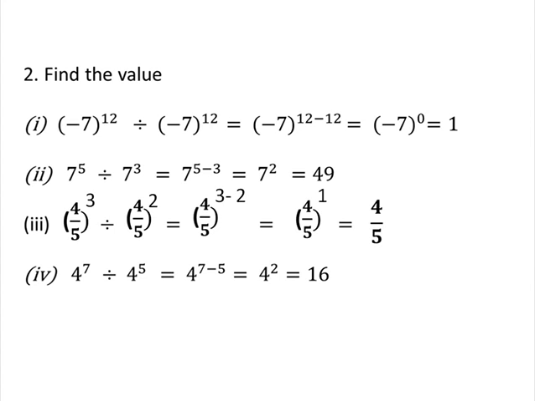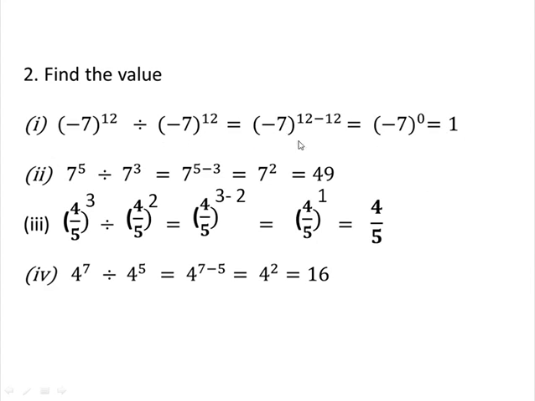Now, question number 2, find the value. Here you have to find the value of the given division. Now, first example, negative 7 raised to the power 12 divided by negative 7 raised to the power 12. Again, in this example, you are dividing the number by itself. Hence, the answer should be 1.